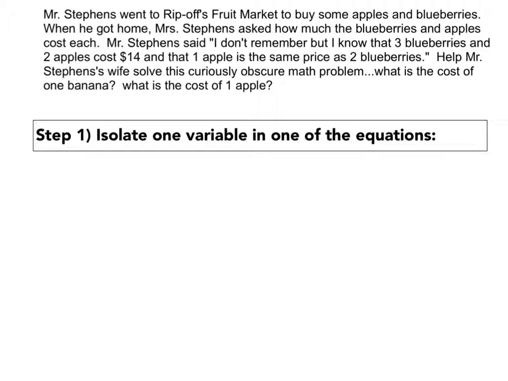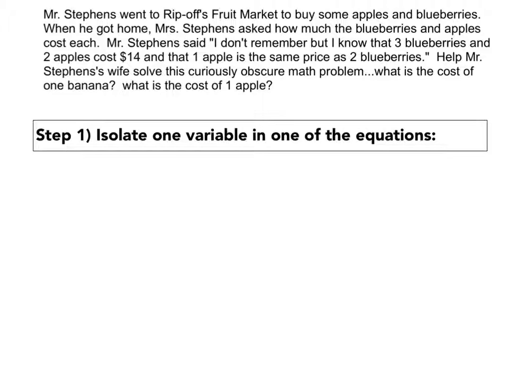Help Mr. Stevens' wife solve this curiously obscure math problem. What is the cost of 1 banana and what is the cost of 1 apple? So we are going to solve this system of equations, system because it has more than one equation in it, using the substitution method. So first thing we need to do is come up with the 2 equations in the problem. Okay?